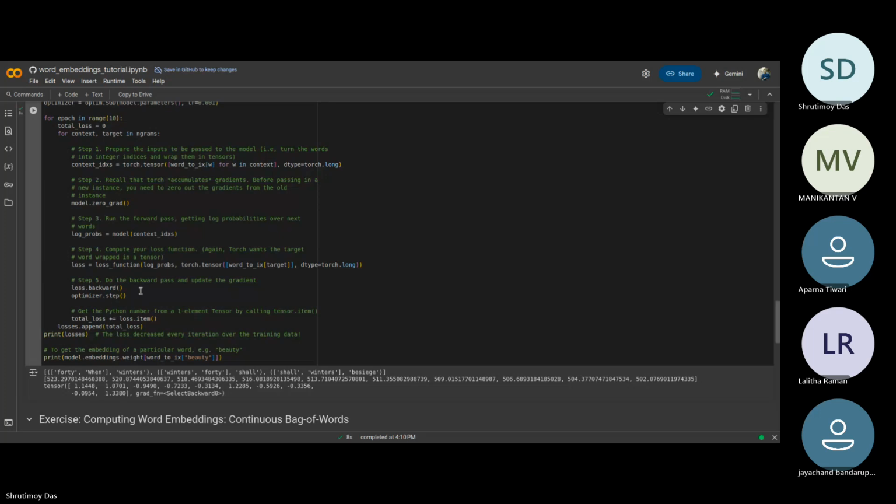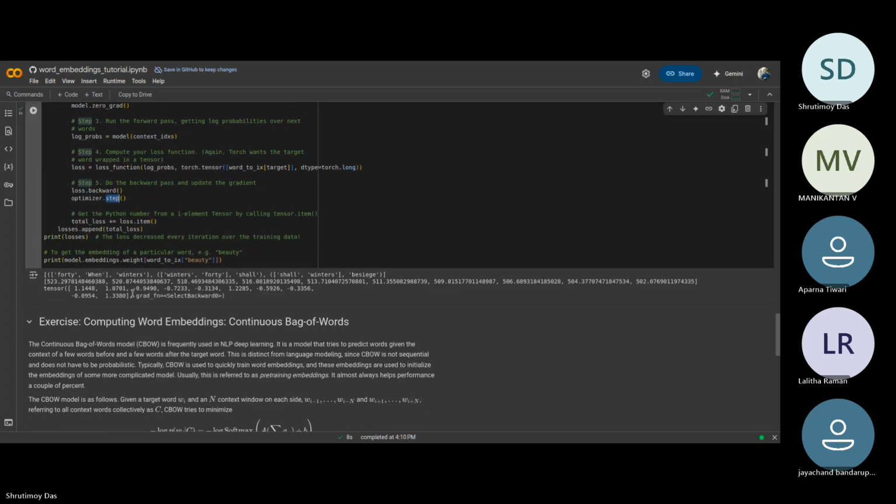Okay, to do gradient descent, you need the gradient, that is, you need to do back propagation. That's where we call this dot backward step. And this is your gradient update step, the optimizer step. Then you run this for 10 epochs. And then you want to see the embeddings of a word, say the word beauty. The embedding for the word beauty will look something like this.